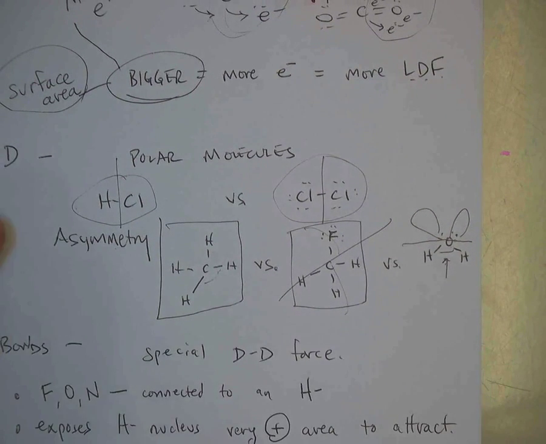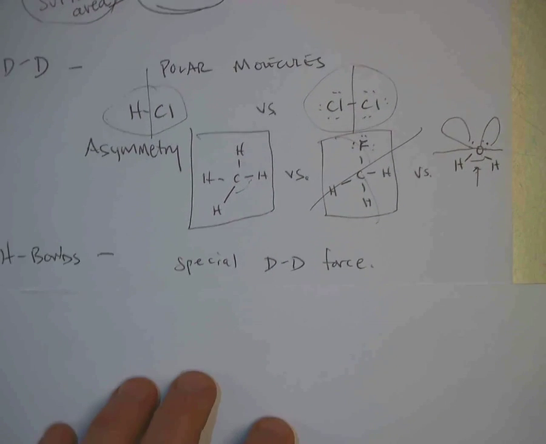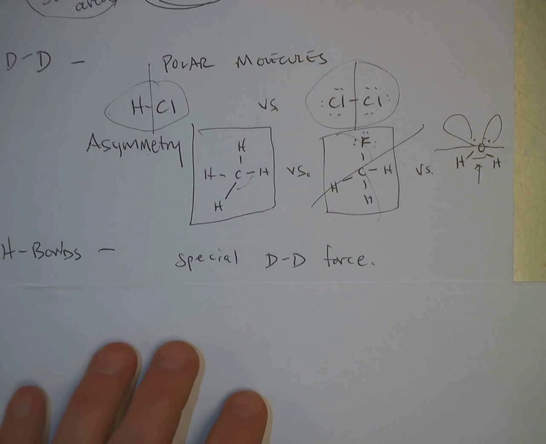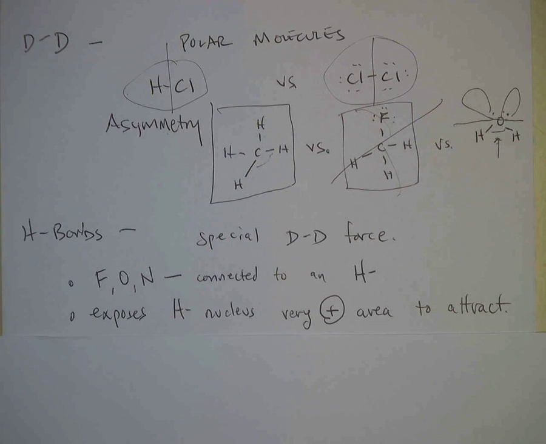Last type of intermolecular force for covalently bonded molecules are hydrogen bonds. Hydrogen bonds are a special dipole-dipole force. They are when H, a hydrogen, is connected to an F, an O, or an N: a fluorine, an oxygen, or a nitrogen in a molecule. It can be connected to one or more in a molecule, but as long as it happens in one place, that one place has the opportunity to experience hydrogen bonding.